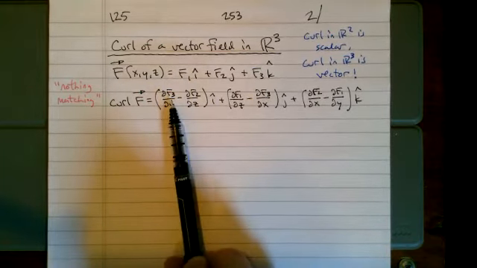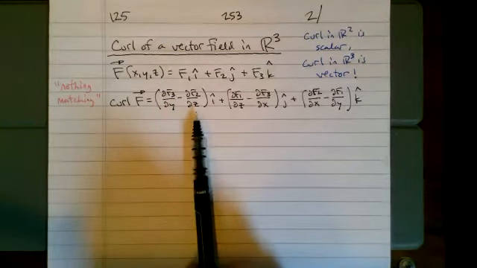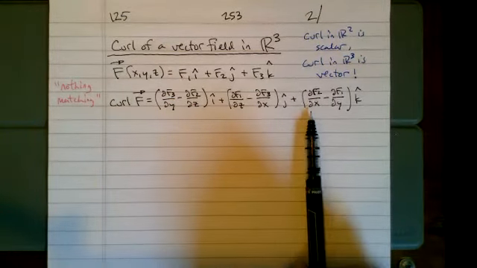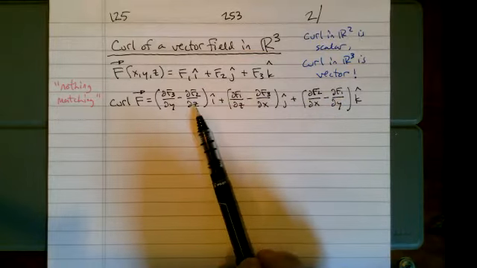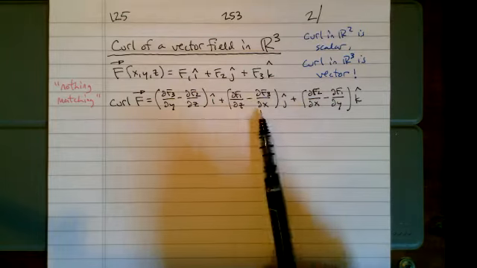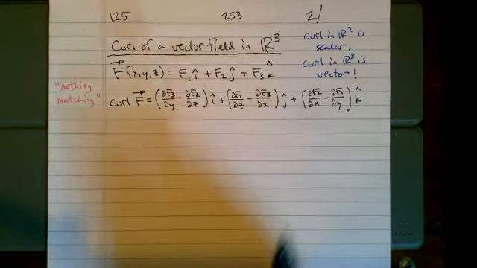So partial F3 with respect to Y minus partial F2 with respect to Z. Partial F2 with respect to X, partial F1 with respect to Y. Oh, look, it looks like we're going in order. Y, Z, and then X, Y, and then Z, X. Dang it, what's going on? And here's what's going on.